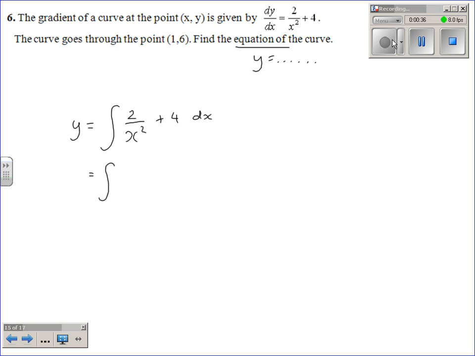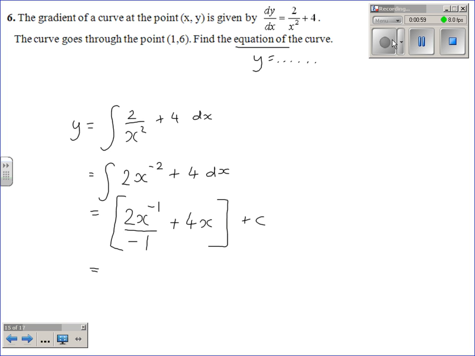Let's get it ready to go. So we've got 2 over x squared. Let's bring the x squared to the numerator, so we can write it as minus 2 plus 4 with respect to x. So we're now integrating. So increase the power by 1, so minus 1, and divide by it, and increase the power by 1. You can pop your square brackets if you like though, and we're adding a constant.